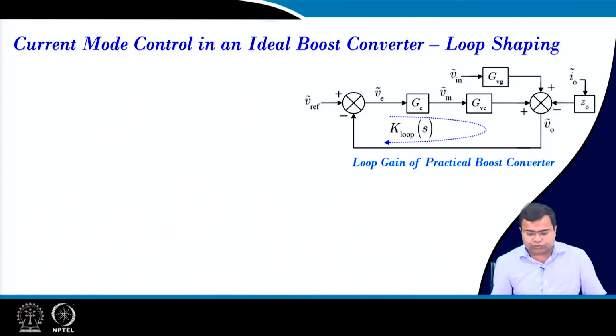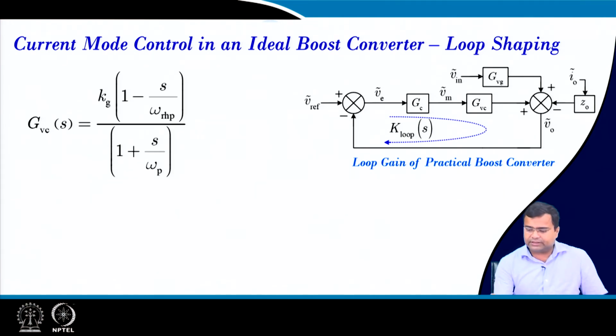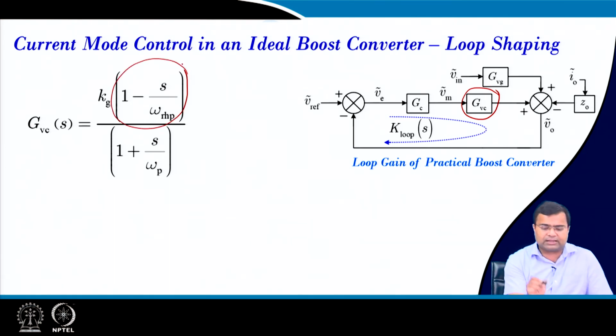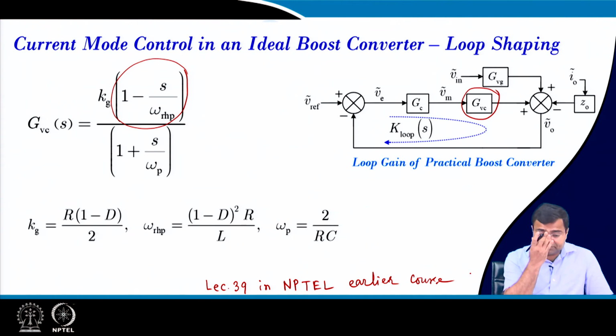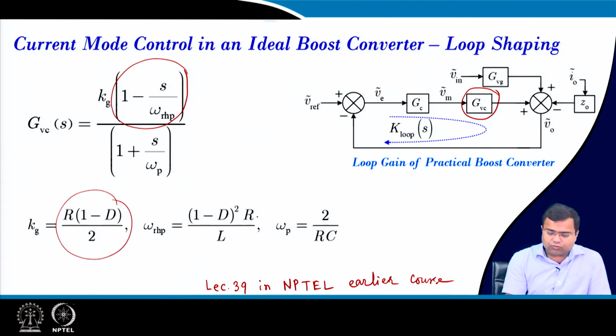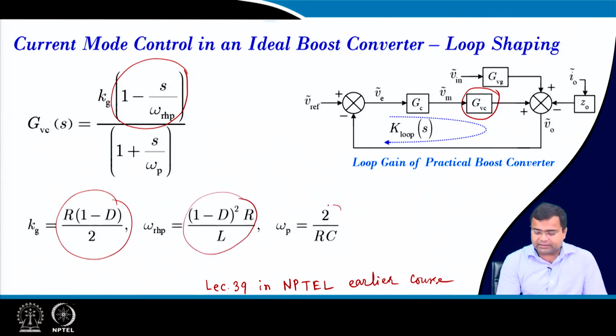Now, when we go for a boost converter, if you write the loop transfer function, then the control to output transfer function will have a right half plane zero in a boost converter, and that is also discussed in our lecture number 39 in our earlier NPTEL course. So, then we have this RHP zero and these expressions are already given. This is the expression omega RHP zero, that is the right half plane zero, then this is the pole.